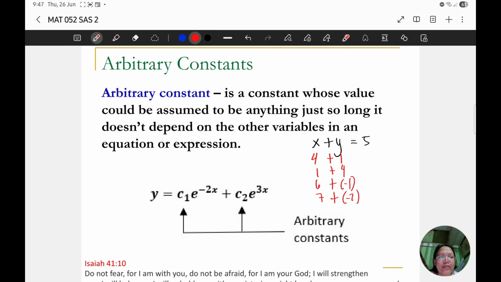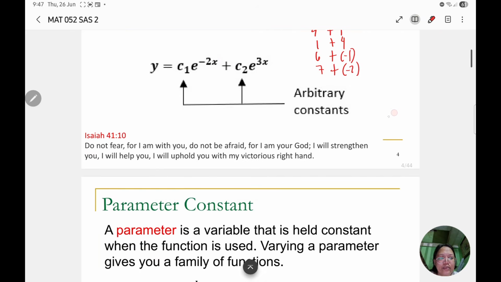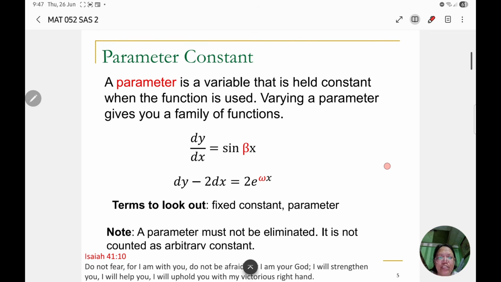Okay? There is another constant, and that is the parameter constant. A parameter is a variable that is held constant when the function is used. Varying a parameter gives you a family of functions. So, a parameter has one fixed value, not many values. For example, dy over dx equals sine beta x. Beta here is the parameter. Another example is dy minus 2 dx equals 2e to the omega x, and omega is the parameter.